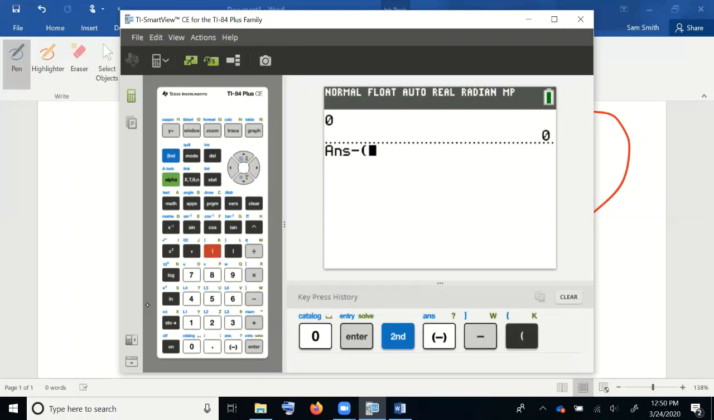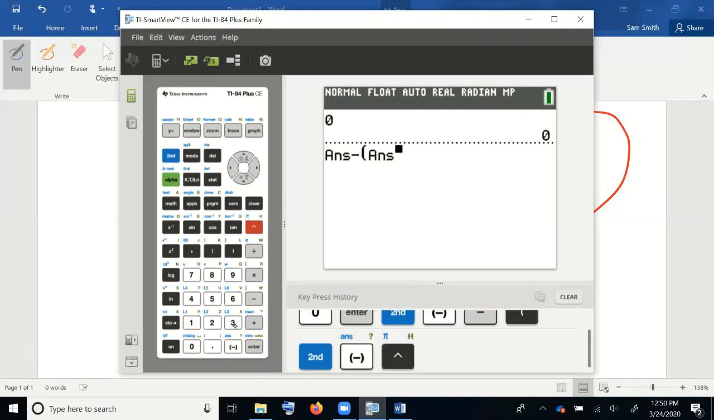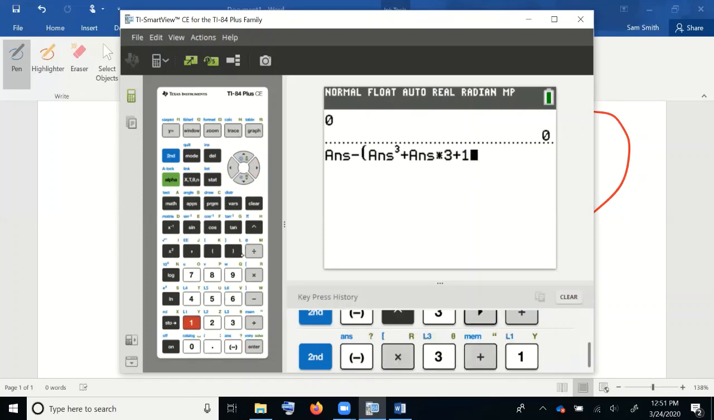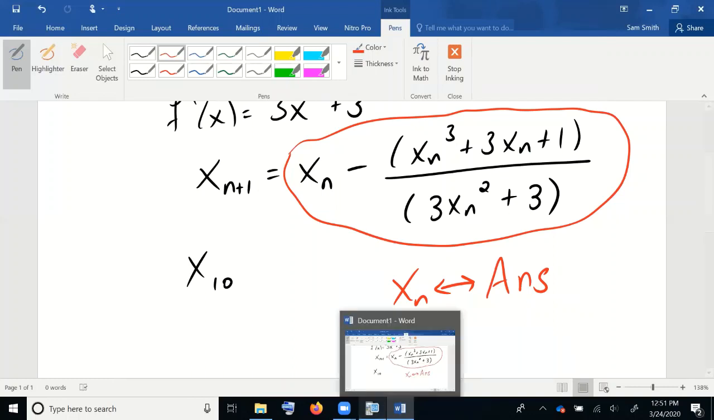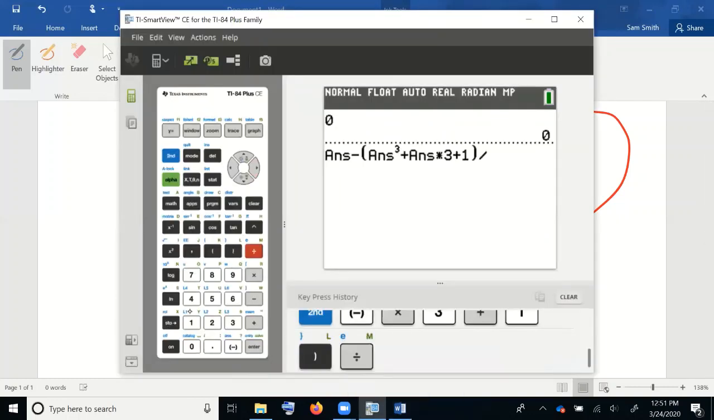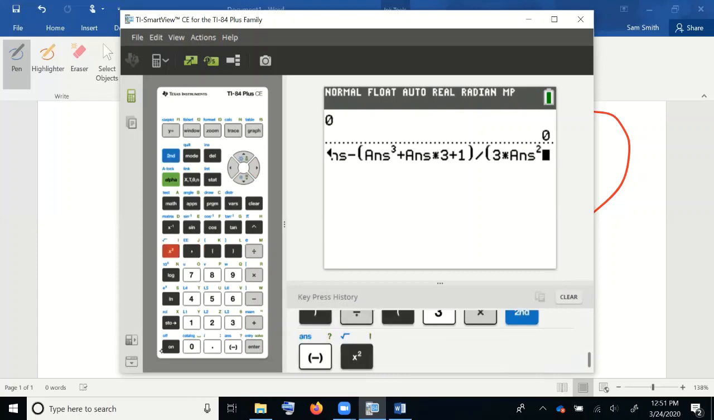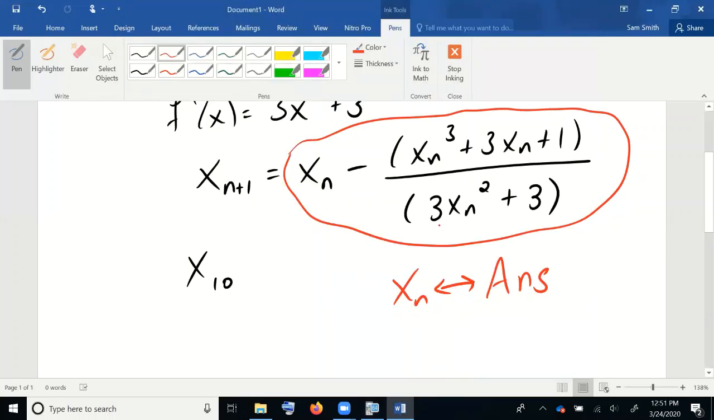And I'm going to take away the quantity where I have the answer raised to the power 3, where I'm adding the answer times 3, where I'm adding 1. So let's compare that to what I had. Here I have answer cubed plus 3 times answer plus 1. And then I'm going to divide that by the quantity 3 times the answer squared plus 3. And so this is the denominator of this fraction, 3 answer squared plus 3.